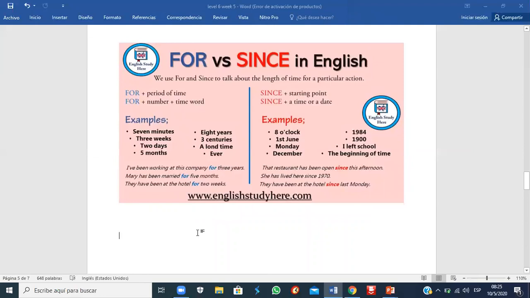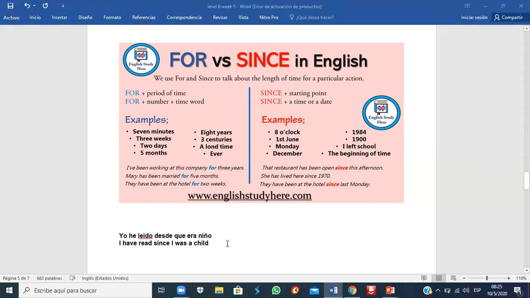How do we understand this? Let's see that in Spanish we say, yo he leído desde que era niño. So how do we say this? I have read since I was a child. So that's why since is like the equivalent to desde in Spanish.